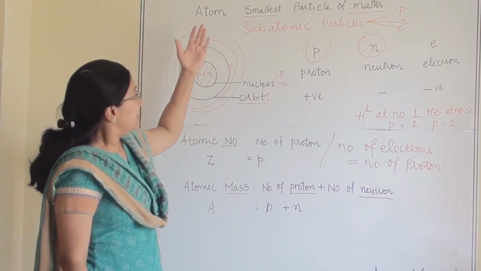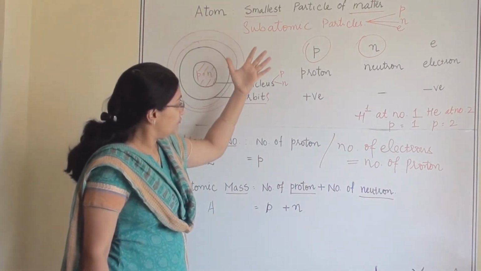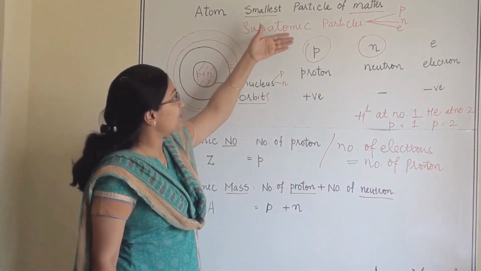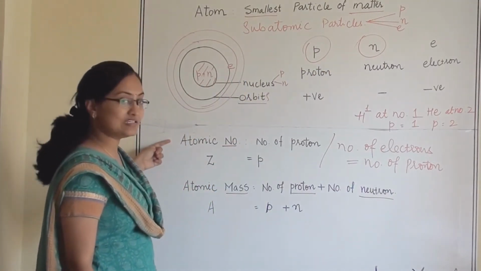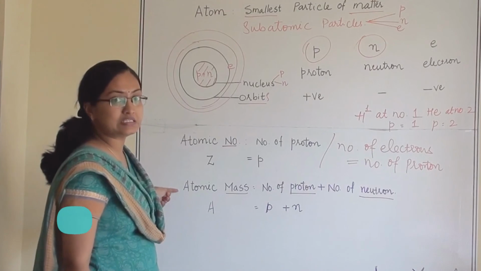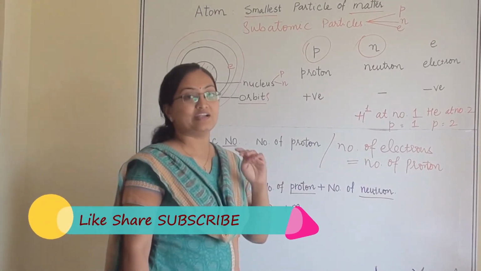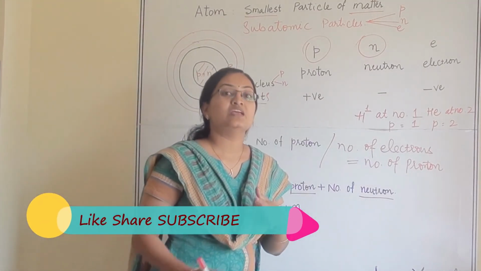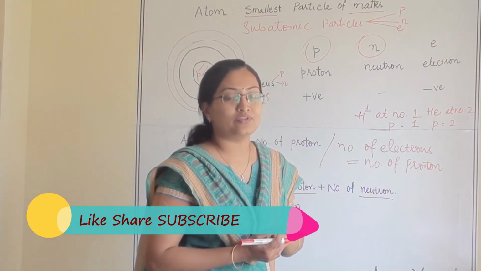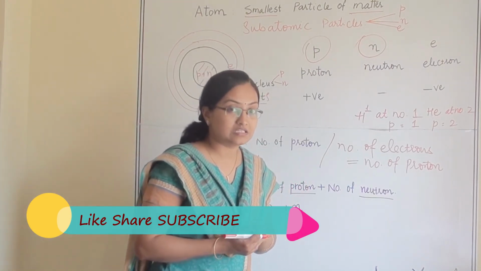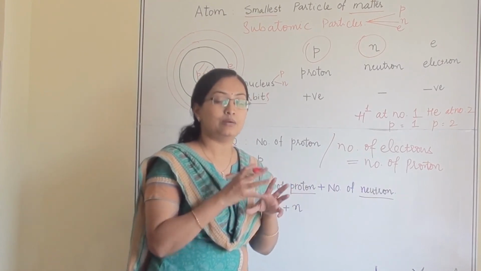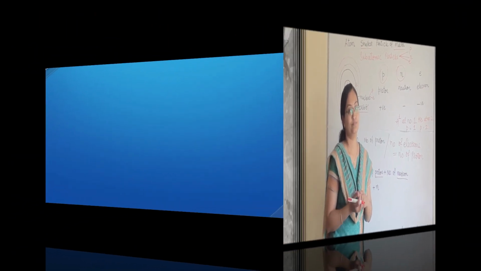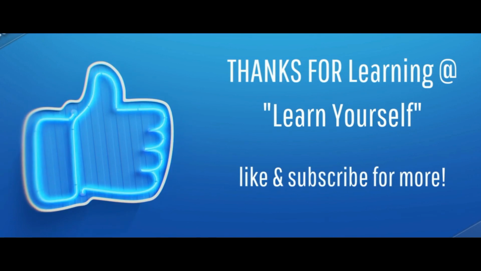So there are 5 terms: 3 subatomic particles, and 2 other terms. One is atomic number and the other one is atomic mass. Atomic number represents the number of protons in the atom, whereas the atomic mass represents the summation of the count of protons plus neutrons.